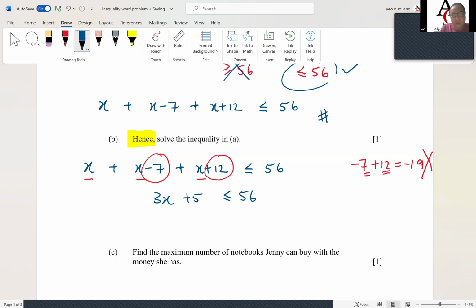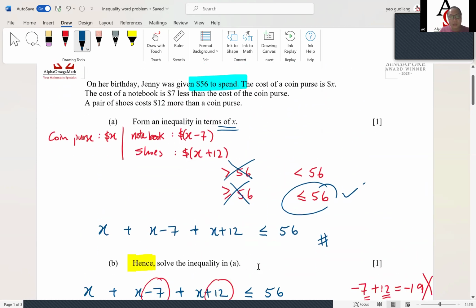3x plus 5 is less than or equal to 56. You can do a balancing of equations, minus 5 on both sides, or if you learned by bringing over the sign change, that works out to be 51, right? And then of course you can divide the 3 away, and that gives you 17. Now, find the maximum number of notebooks Jenny can buy with the money she has.